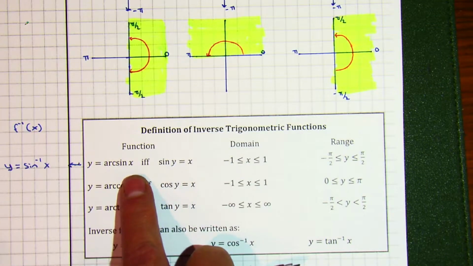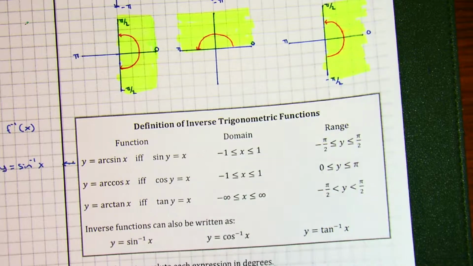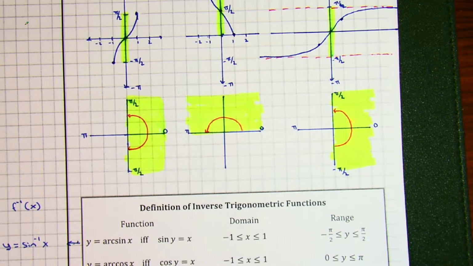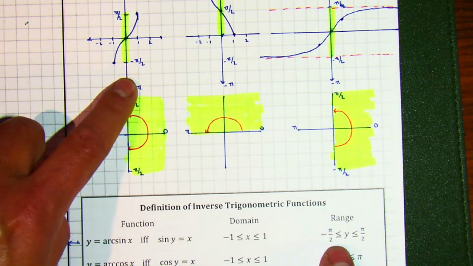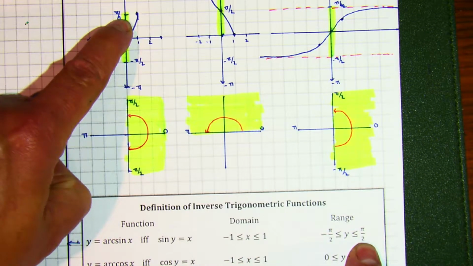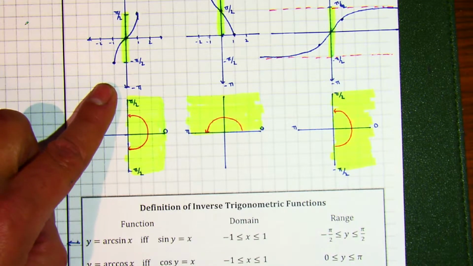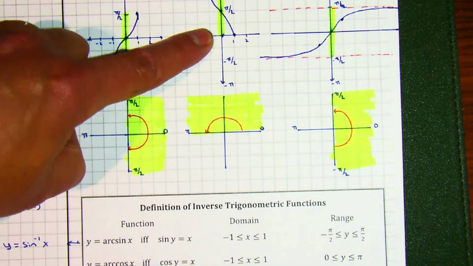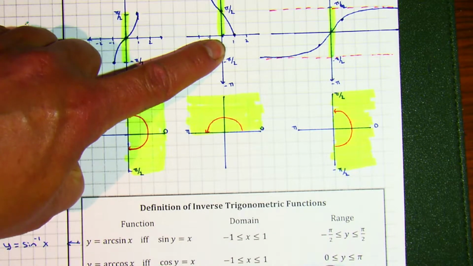So therefore, our domain is going to be restricted according to the graph above for sine. Our domain will be from -1 to 1, and our range will be from negative pi over 2 to pi over 2. But now you understand why. The domain for cosine is from -1 to 1. Your range is from 0 to pi.